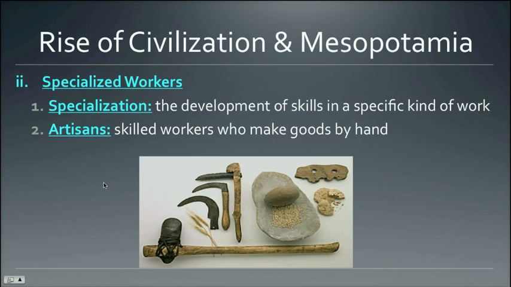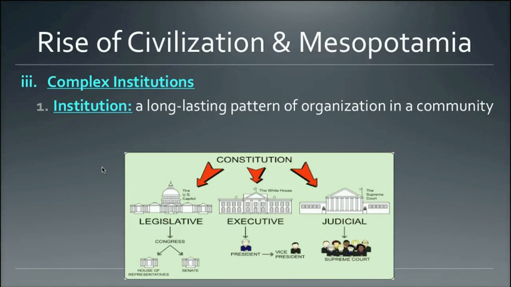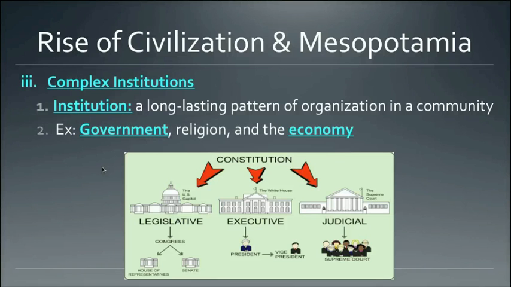First one is advanced cities. Second one is specialized workers. Third one is complex institutions. Now, that sounds kind of complex, as the word suggests, and it still kind of is. When I give you a couple examples, it'll make sense. So an institution is a long-lasting pattern of organization in a community. Some of the ones that we are more familiar with are government. Government organizes us, tells us laws that we should follow. Helps us pass new laws, helps us make things safer, helps us organize police departments and schools and fire departments. So that's definitely a complex institution.